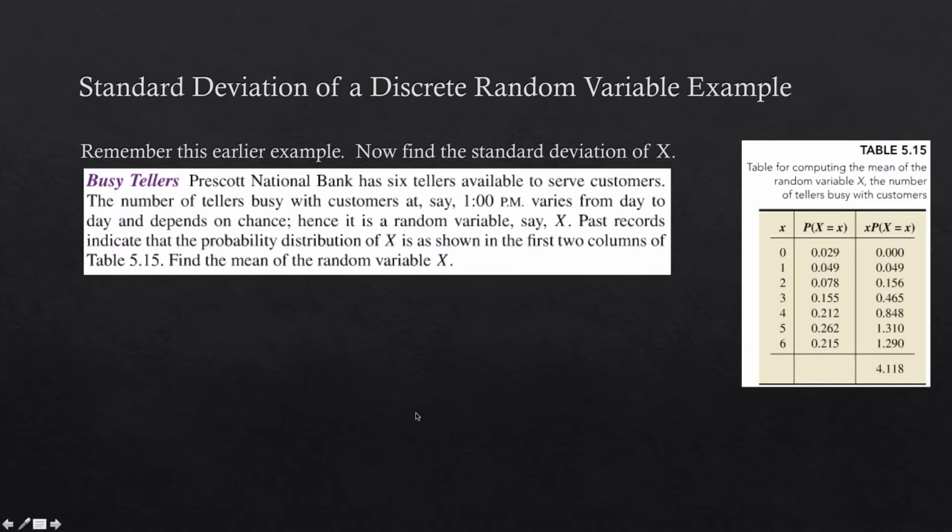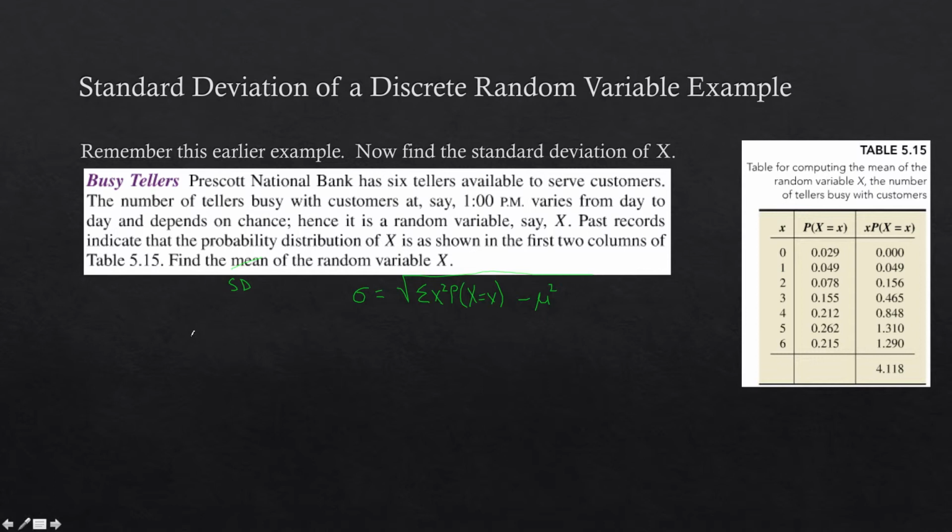Here's our problem from before. This time we want to find the standard deviation. Ignore that right here. Let's find the standard deviation. Well, remember what the standard deviation formula says. It's the sum of x squared times the probability distribution minus the population mean squared.